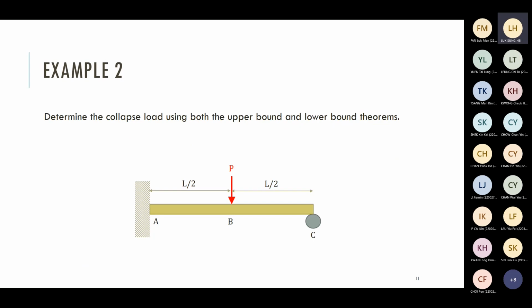Go back to calculations. Well, I would like to consider this beam, one span beam. One end is fixed, the other is a roller support. We have one concentrated load at the midspan. In this example, you're asked to calculate the collapse load, P, using both upper bound and lower bound FIVM.